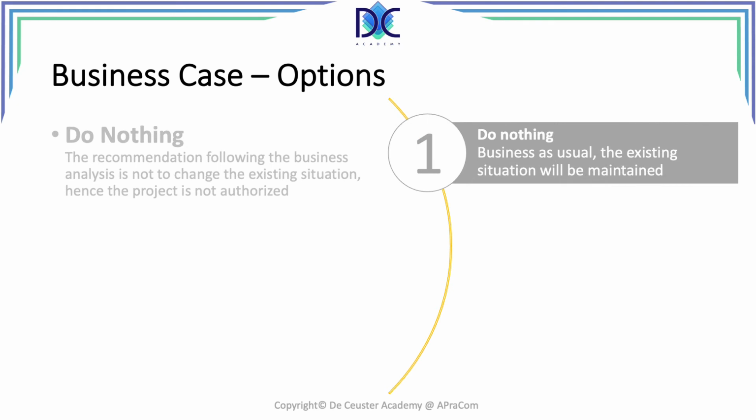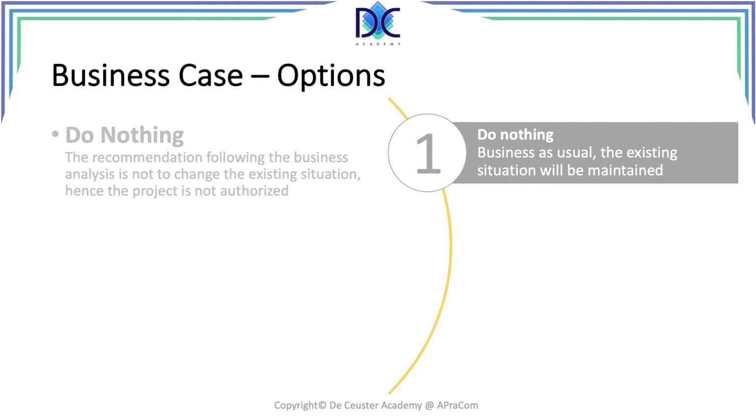We can say do nothing. This means we keep the business as usual. We do not change the existing situation, and basically the project will not be authorized. Do nothing, we've seen that in the decision making. We had different elements when we said, okay, we have an investment, we do nothing, where we really are doing nothing, so basically we're not investing. And the second thing we had was we keep the existing situation.